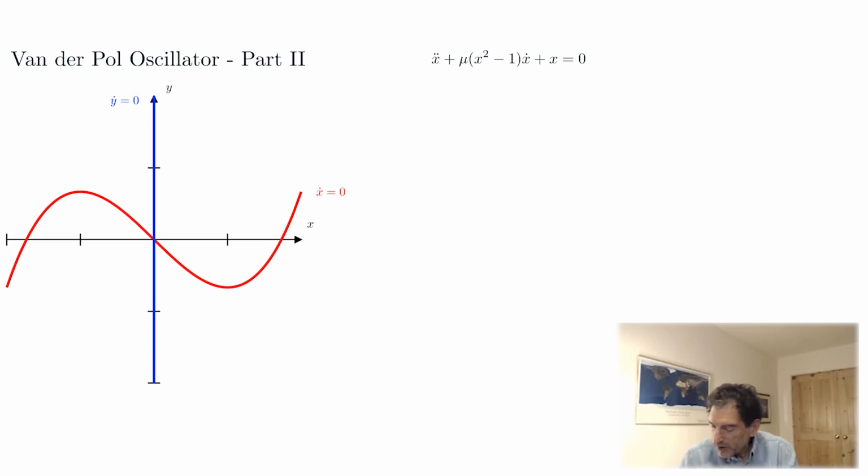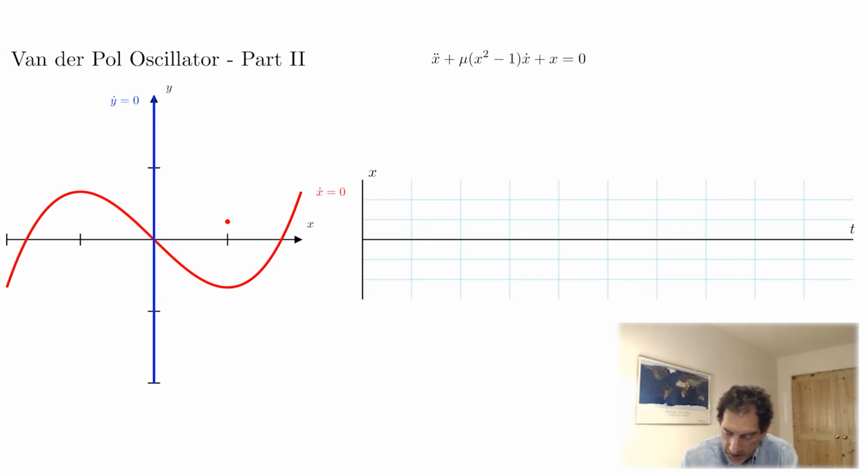Along the horizontal, x is changing very rapidly, whereas y is barely changing. In the crawl, when I'm crawling along the nullclines, then both x and y are changing relatively slowly. So if I look at x as a function of time, that translates to the following kind of a picture.